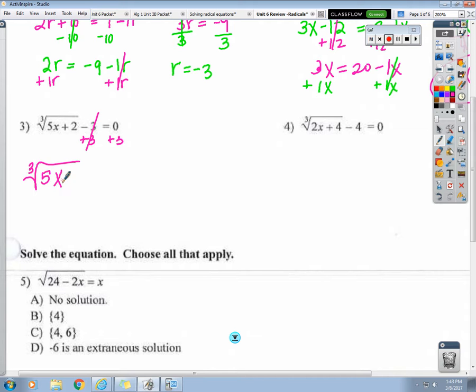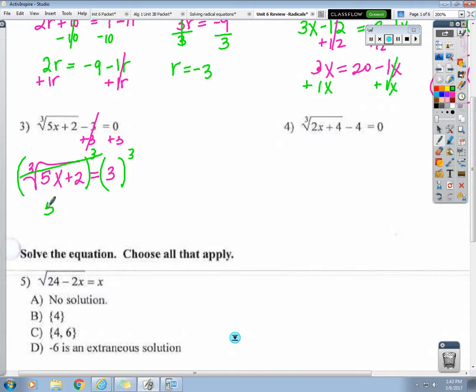So now the cube root of 5x plus 2 equals 3. Now, on this side, everything else is trapped up under, so I need to tear it down. And how do I tear it down? Cube it, which means you have to cube this side.